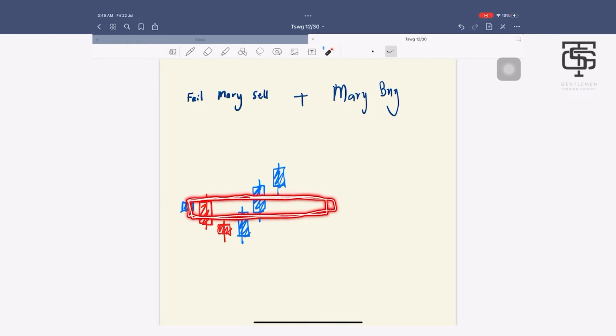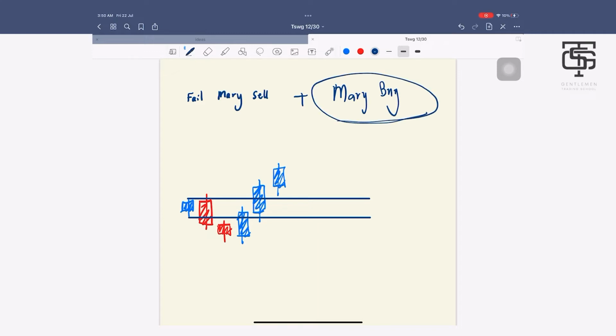So when you have identified your first zone, which is the fail marry sell, the next thing that we want is price to retrace into our zone. Let's draw the zone again. So I'm going to draw the zone like this, from the high to the low. When we have identified the zone, remember, all we want is price to retrace into the zone and for it to close as a marry buy. Okay, so let's draw it.